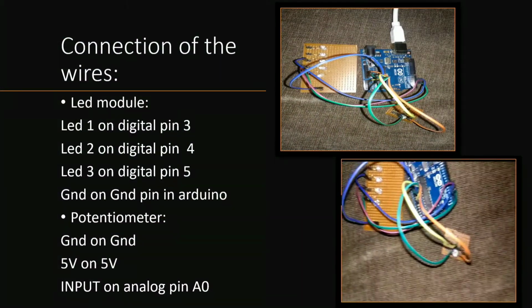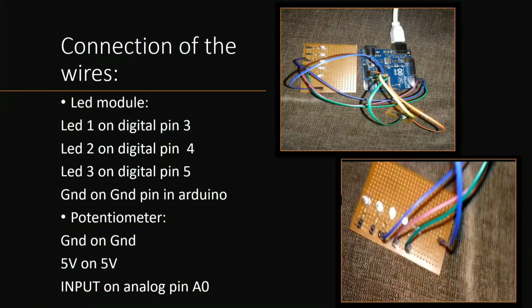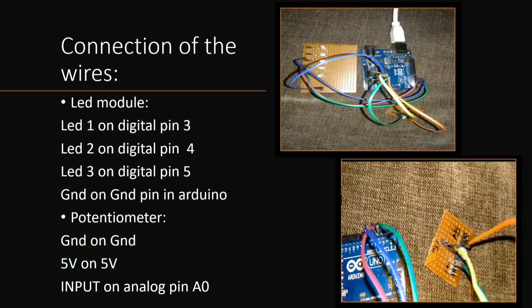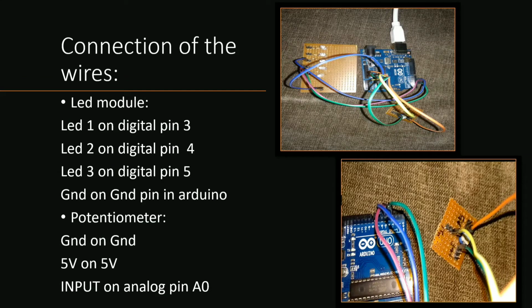Let's now discuss the connection of the wire. So from LED module, LED 1 will be on digital pin 3 of Arduino, LED 2 will be on digital pin 4, LED 3 will be on digital pin 5, ground pin will be on ground pin in Arduino. From potentiometer, ground pin will be on ground pin in Arduino, 5 volt will be on 5 volt, input will be on analog pin A0.